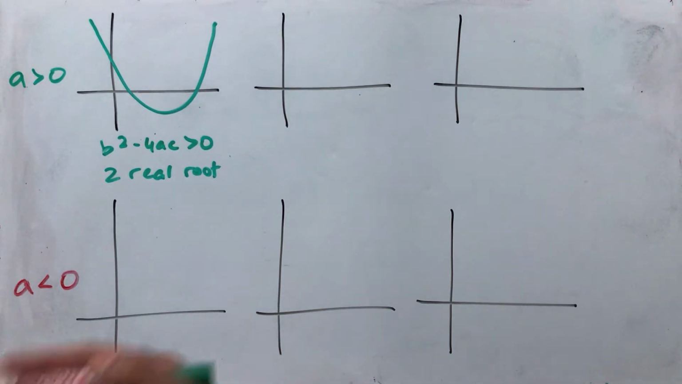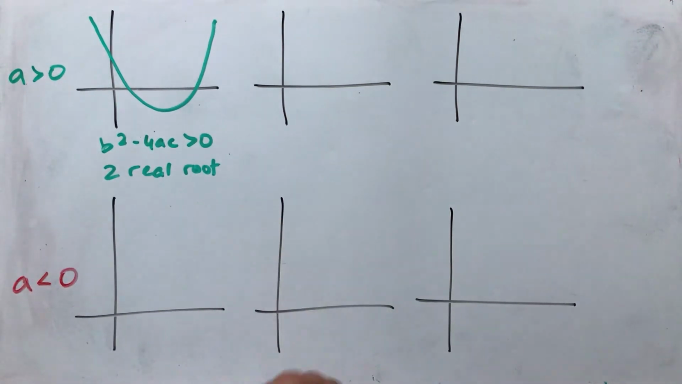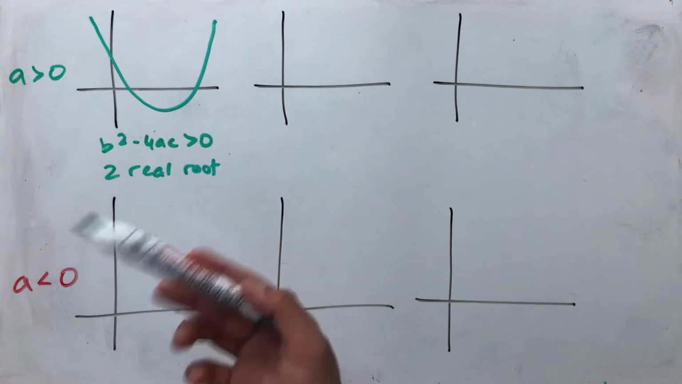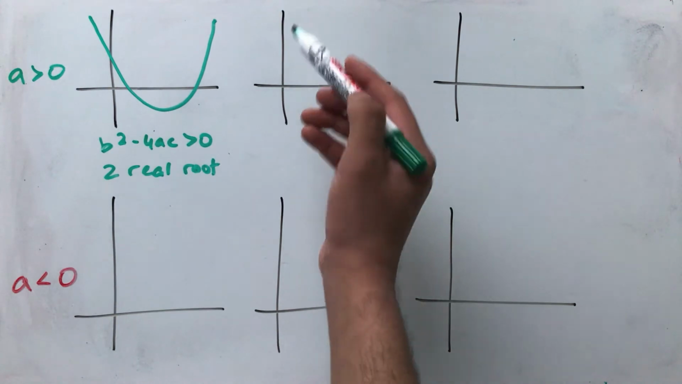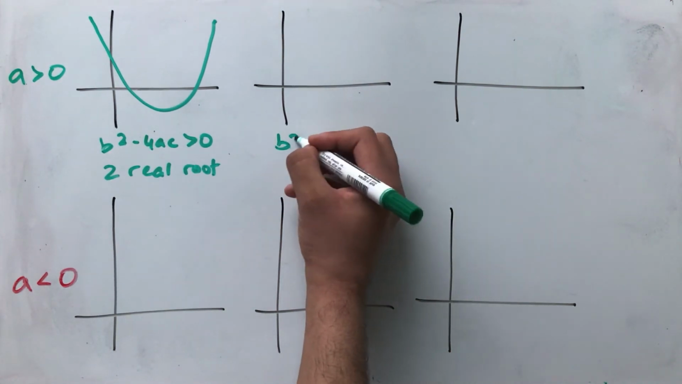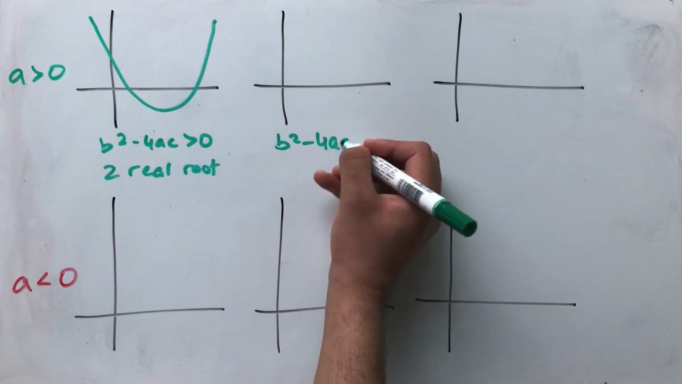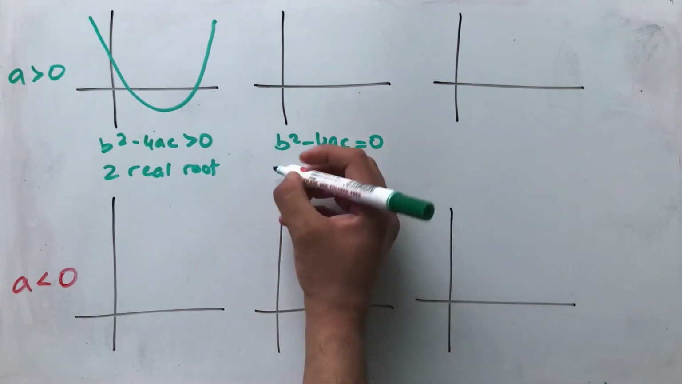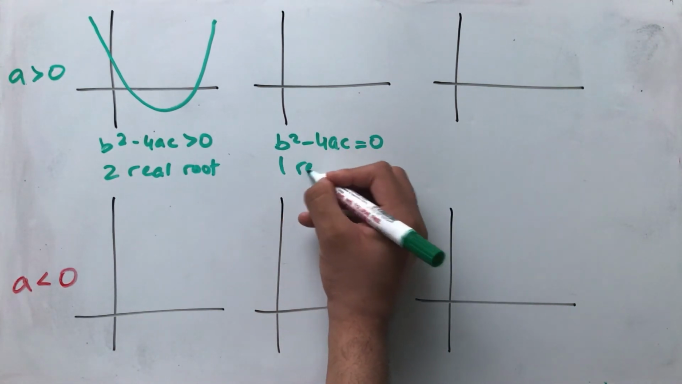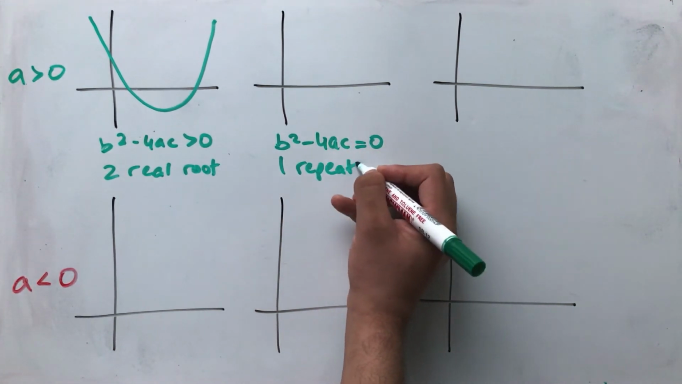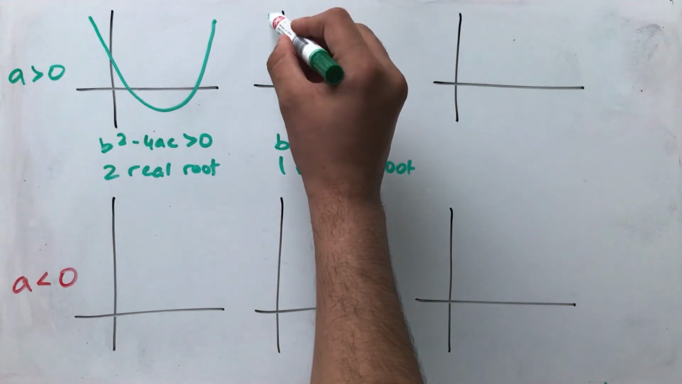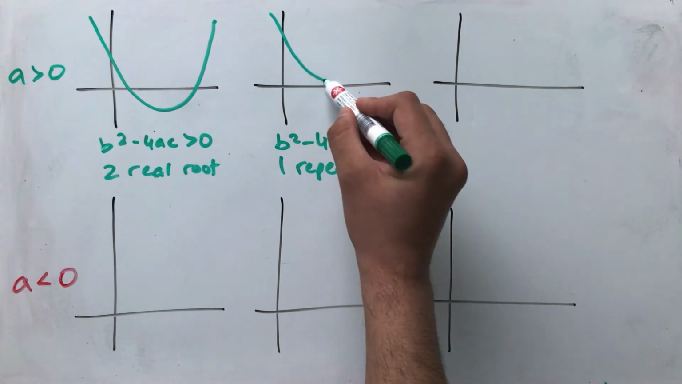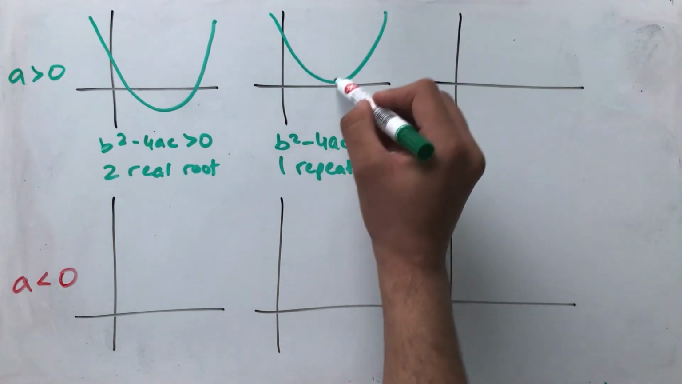So that's why when you graph these quadratic equations, you get different graphs. Moving on to the second one, this is when b squared minus 4ac is equal to 0. Remember I said one repeated root? Well, I'm about to demonstrate to you what I mean by one repeated root. This means that the graph literally touches it and goes.